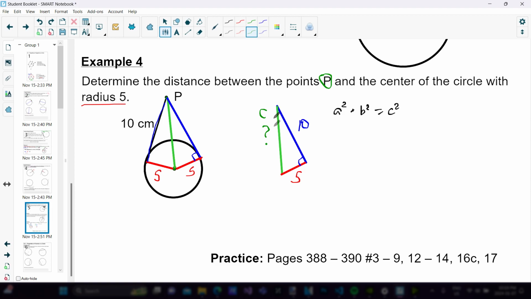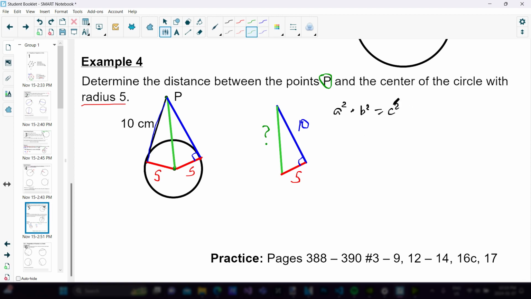It's the longest side of your triangle. It's the side that is on the opposite side of your right angle. Doesn't matter what you call A and B, but C has to be the longest side of your triangle. It has to be that hypotenuse.